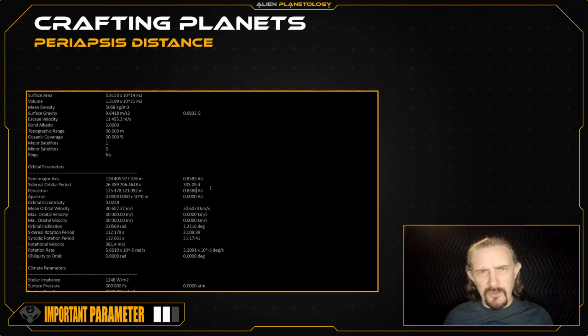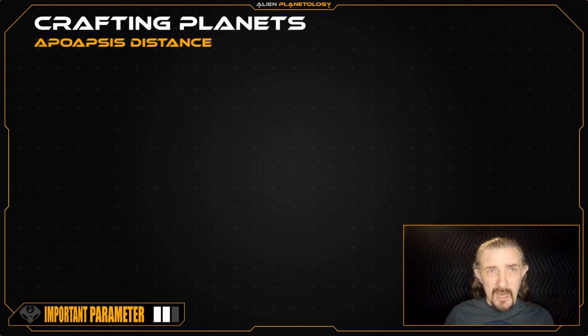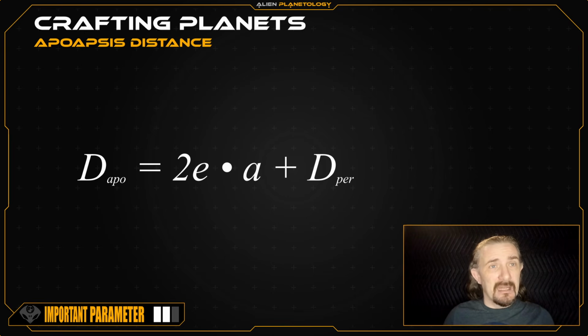That gives me a value of 0.8388 astronomical units. Next, we'll calculate the maximum distance the planet reaches from its star, a parameter known as its apoapsis. To calculate this, we can use this equation, which relates the planet's apoapsis to 2 times the eccentricity times its semi-major axis, its average orbital distance, plus its periapsis distance, which we just calculated.